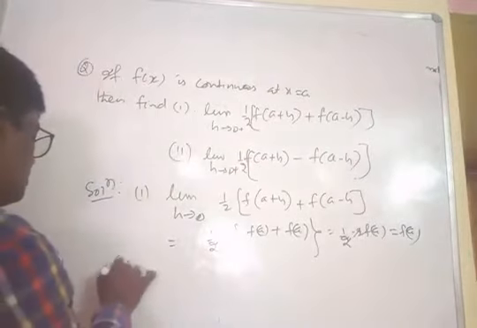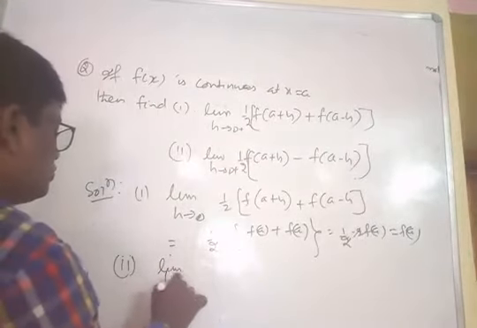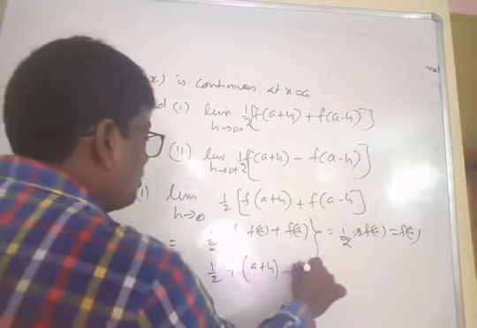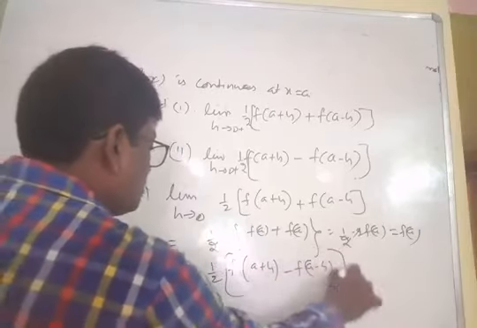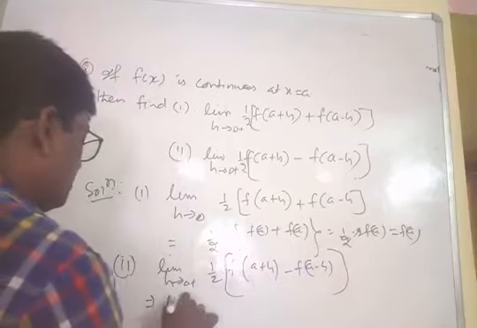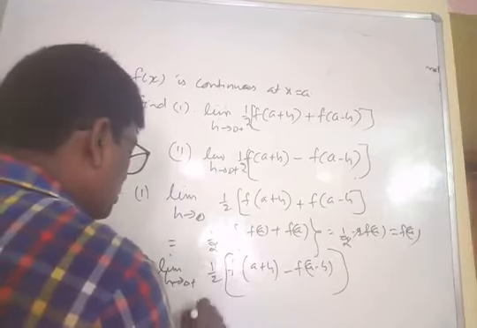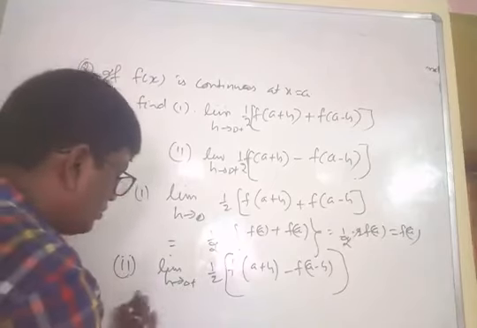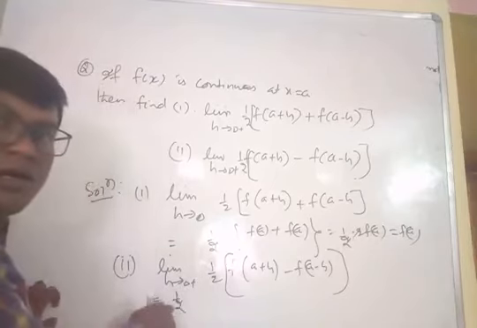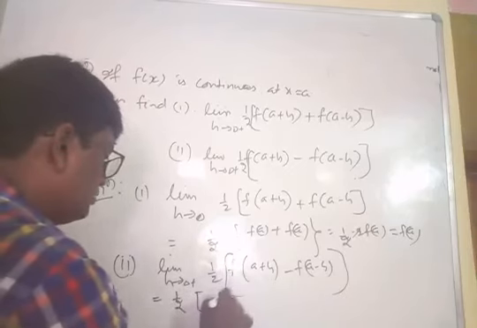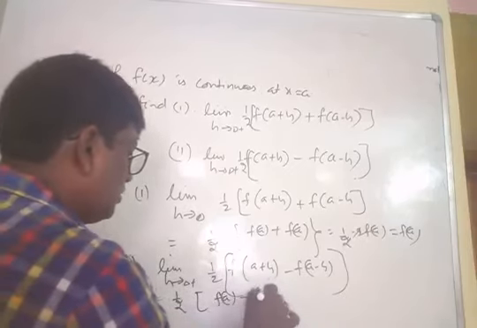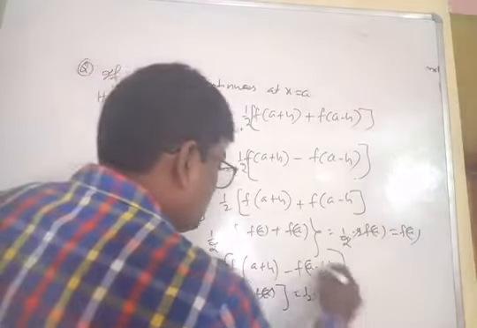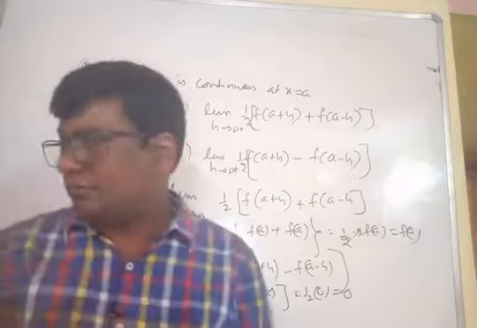Second bit, limit h tends to 0 half of f of a plus h minus f of a minus h. So put h is equal to 0, this is equal to half of bracket f of a minus f of a. So this cancels, half into 0 is equal to 0. Clear?